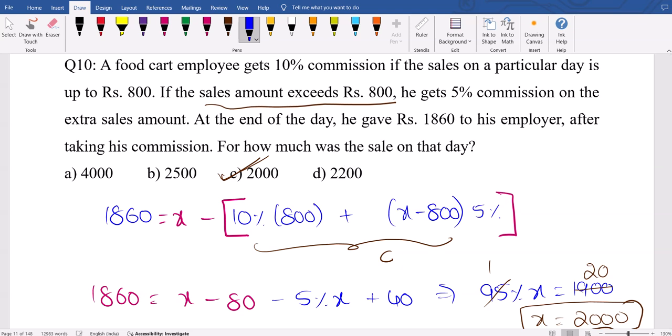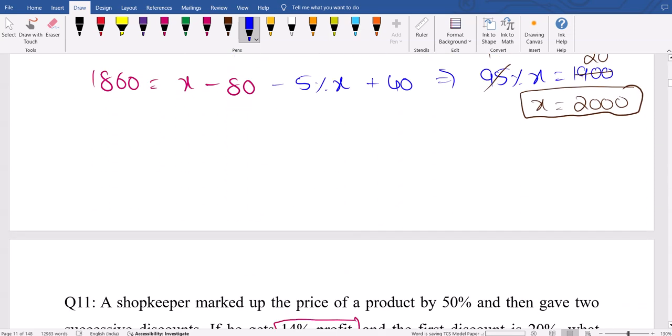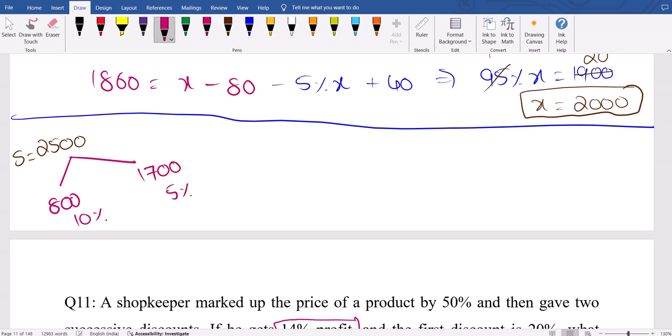One is 2200. Fine, I think you may understand better with the reverse process, my dear. Let us say you are verifying the option. Let us say 2500 is the sales. As per the question, for the first 800 rupees you have to give 10% commission, and for the remaining amount, 1700, you have to give 5% commission.